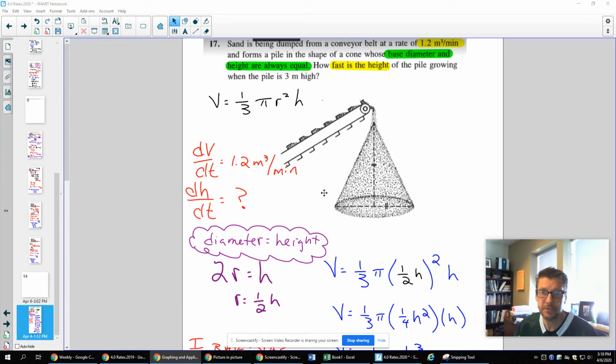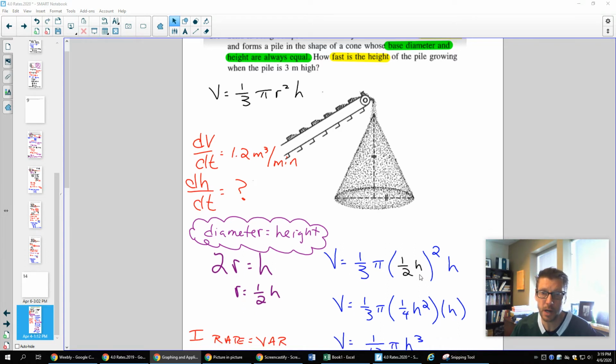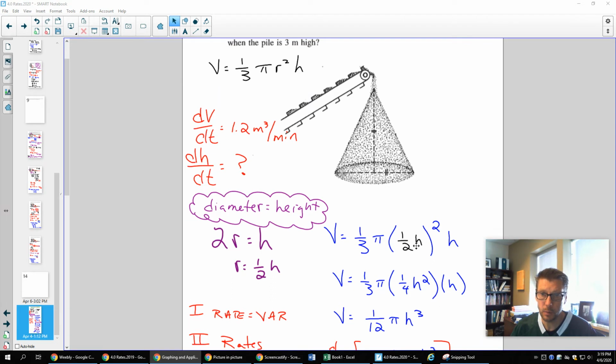So the first thing we have to do again is get our function. It's only talking about volume and talking about height. So inside the problem, when it said the diameter and the height were equal, you have a relationship now that you can talk about in terms of radius and height. So the radius is half the height. That goes in for r squared. You simplify (1/2 h) squared.